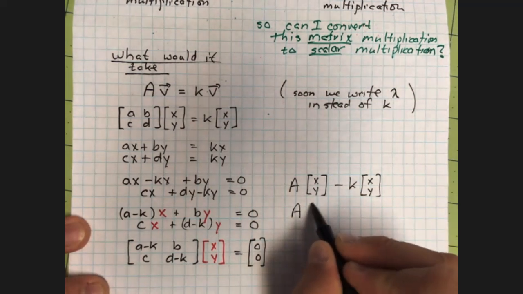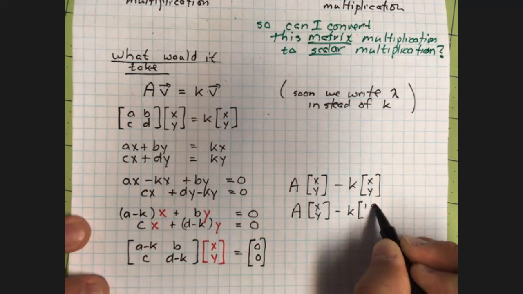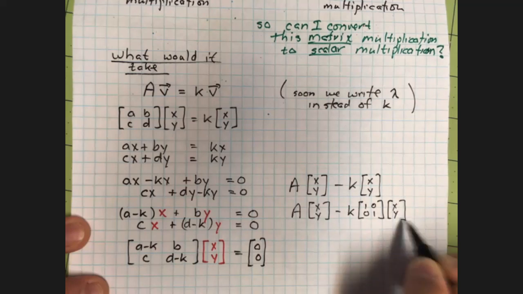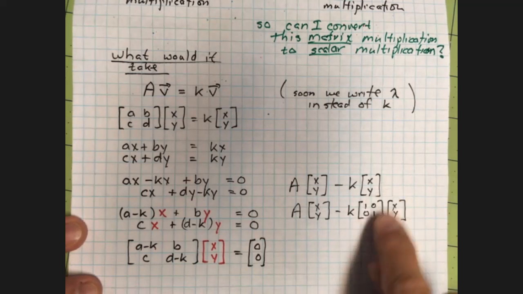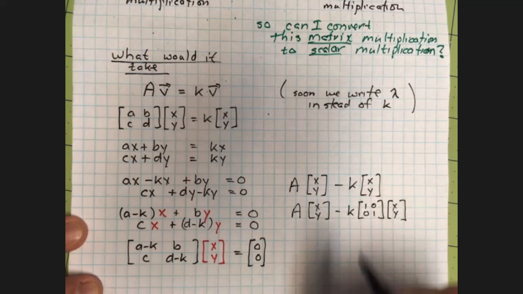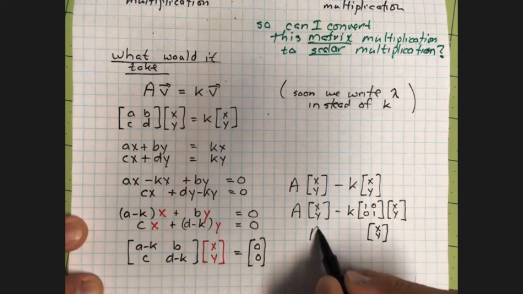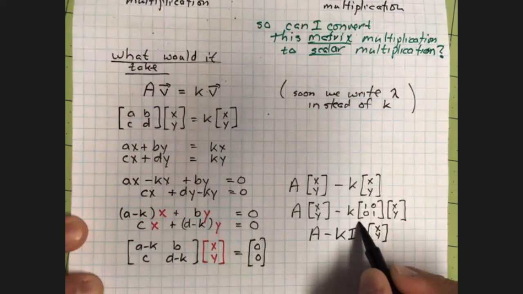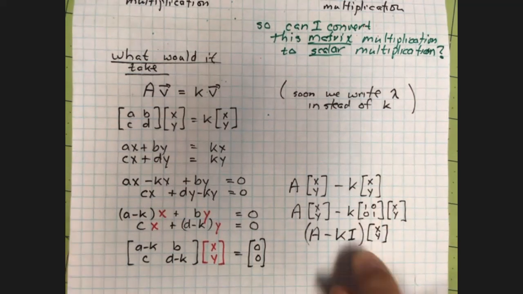Well, let me rewrite this slightly. A times xy minus k times the identity matrix times xy. Because the beauty of this matrix, this is called the 2x2 identity, is 1, 0, 0, 1 times xy is xy, so these two lines remain the same. But now if I factor out the xy, what I have is A minus k times identity. We use the capital letter I for identity matrix, 2x2, 3x3, any size. If you need to specify the size, just put a little number here in the bottom.